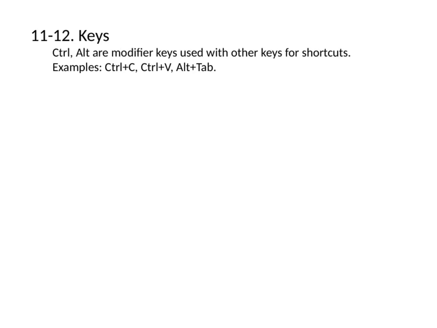Let's wrap up with a quick look at keys. Control and Alt are modifier keys. They don't do much alone, but combined with others, they unlock shortcuts. Like Ctrl+C to copy, Ctrl+V to paste, or Alt+Tab to switch between windows. These combos save time and keep us moving fast.